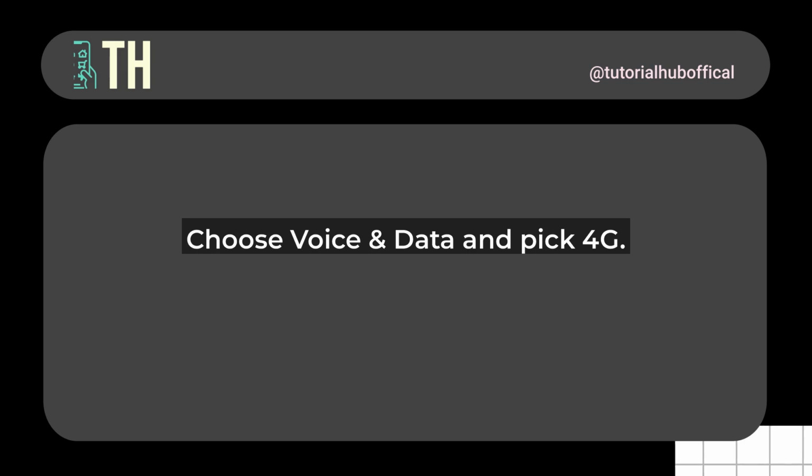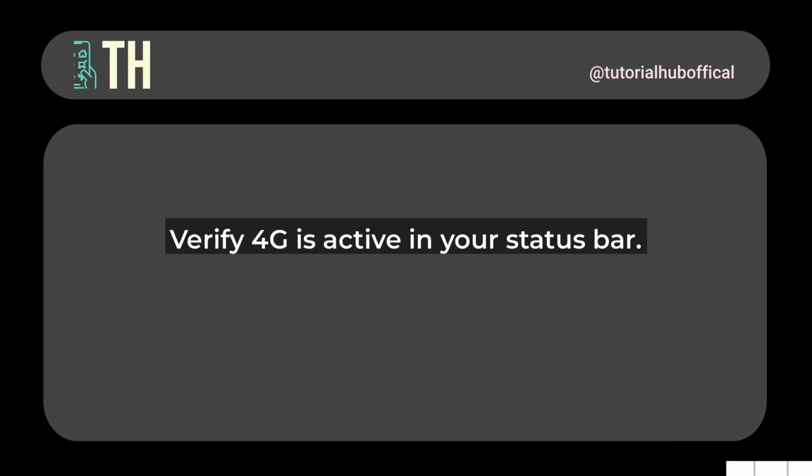If 4G doesn't show up, don't worry. Check your carrier settings by going to Settings, General, About. If an update is available, install it. Also, make sure you're in an area with good coverage and that your plan supports 4G.